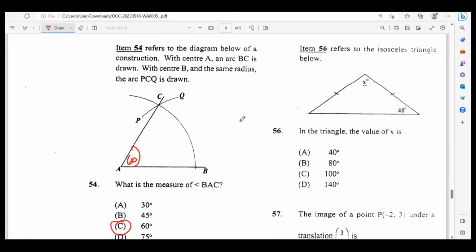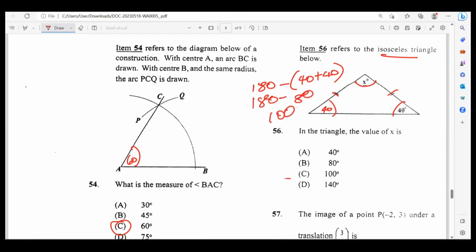Let's look, we're at 56. Isosceles is the key word here. And this side is equal to that side, which means that this is the angle that is different. If this is 40 though, this angle here is also 40. You're gonna take away the sum of these from 180. So it is 180 minus 80, and you're looking for 100. This is 100 degrees.